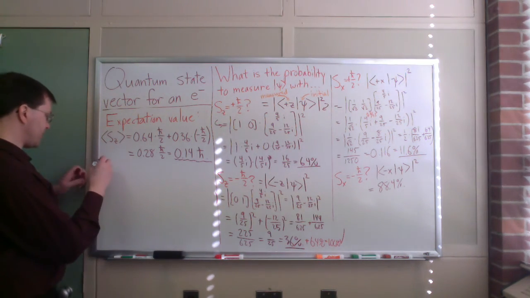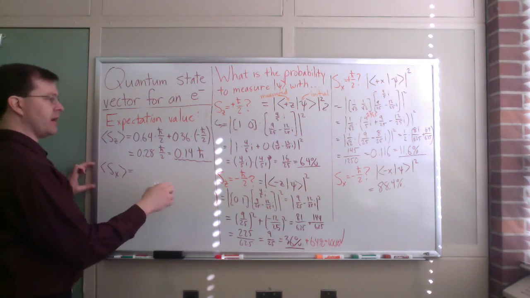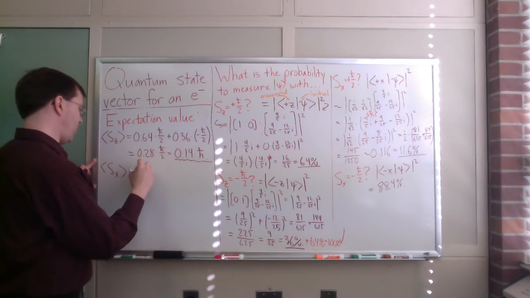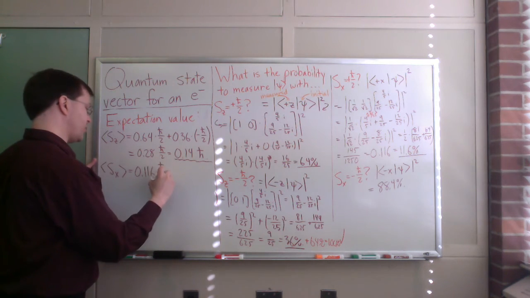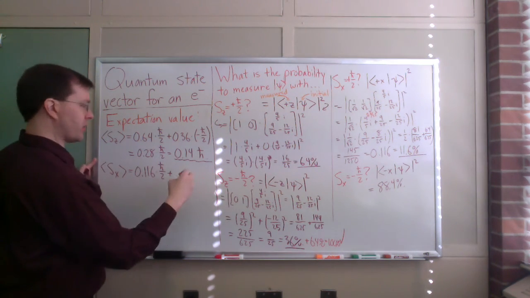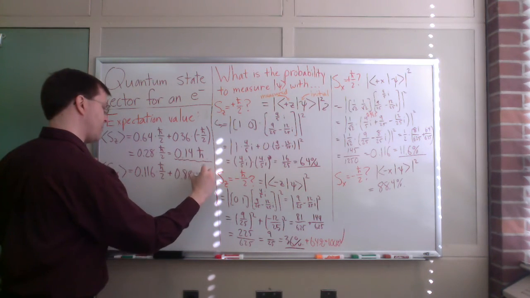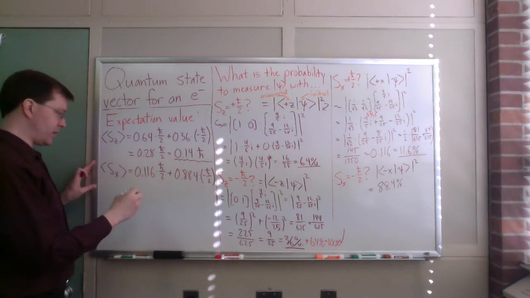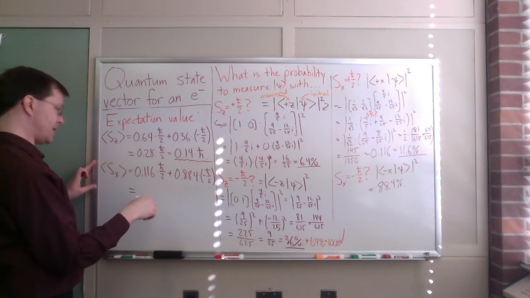What about Sx? My expectation value for Sx, same thing. I take the probability of the first outcome, 0.116, that's my 11.6%, times h bar over 2, plus the probability of the second outcome, 0.884 times minus h bar over 2. And the minus means these are going to cancel out a bit more. They'll cancel out again.